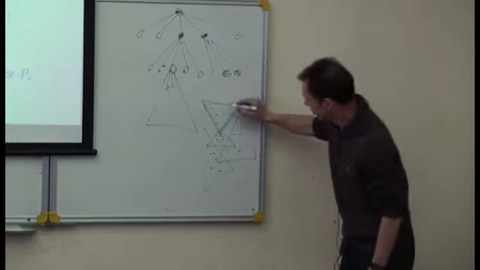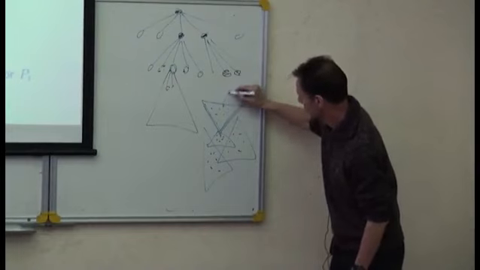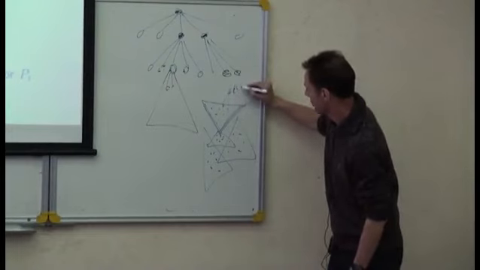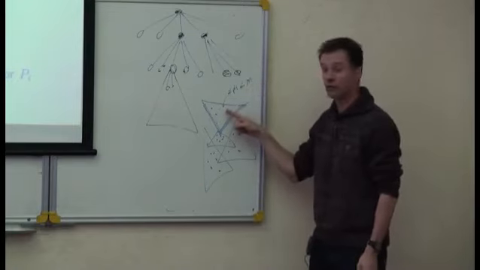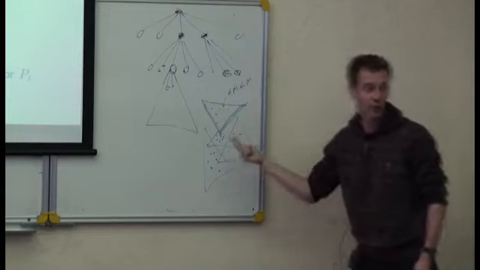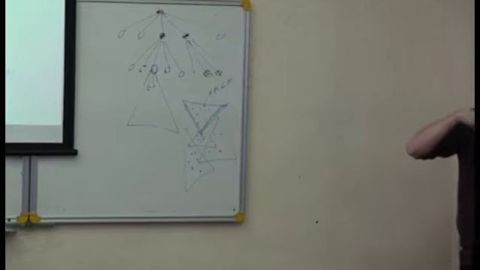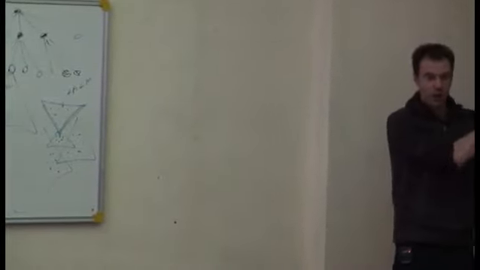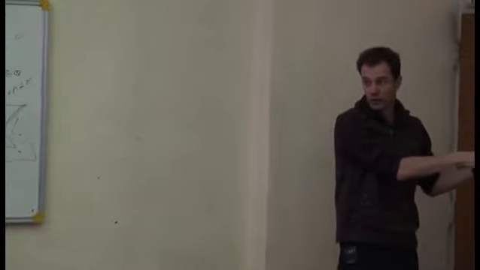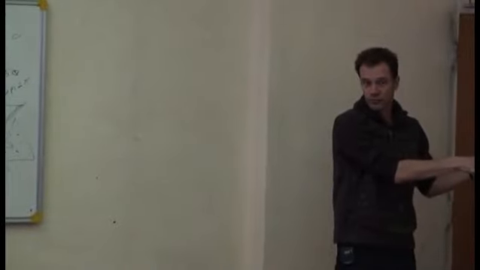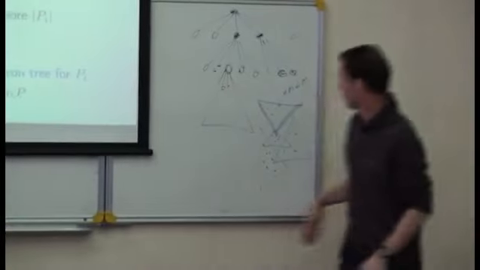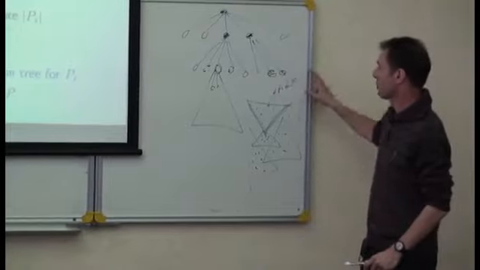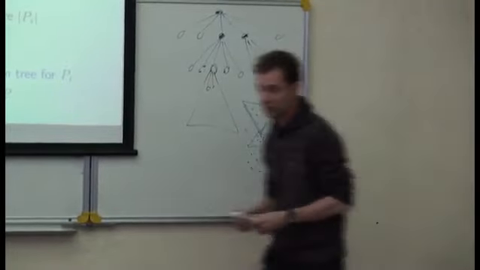So when the number of points is at most m, then what I have to do is take these points and go to dual space. I take my points and make them into lines in dual space, and then I construct a cutting tree in dual space. And if the number of points is bigger than m, I simply continue with my partition tree.